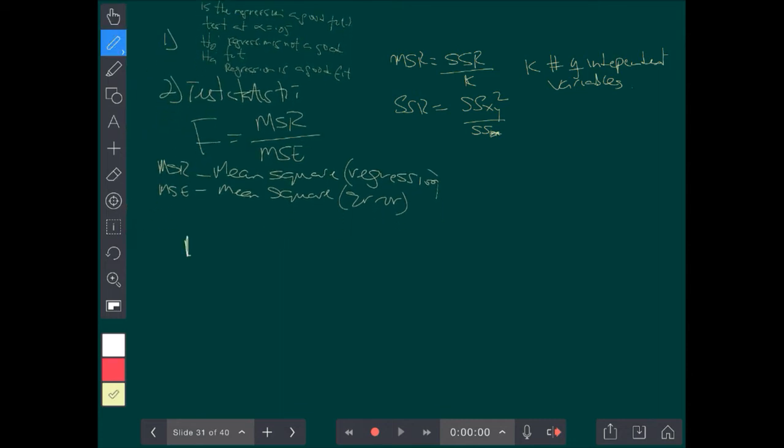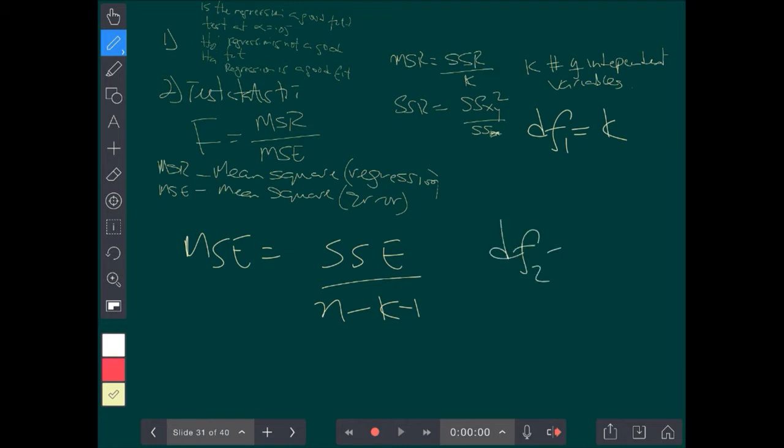Well, MSE is equal to, I'm giving you all the formulas right here, SSE over N minus K minus 1. That's the degrees of freedom right there. I should mention for the first one here, the numerator degrees of freedom was just K. Now this would be the denominator degrees of freedom, df2, which will be N minus K minus 1.